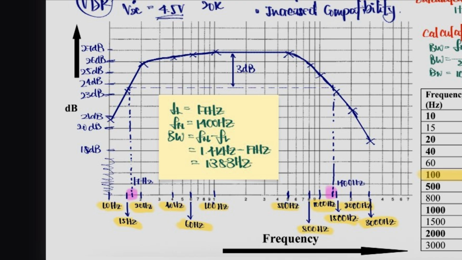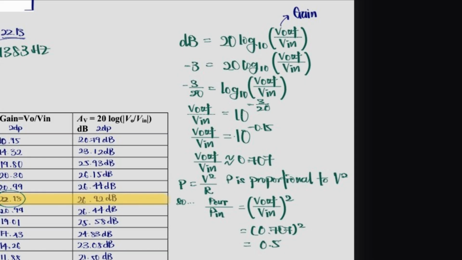But why do we subtract 3 decibels as a cutoff frequency? We know that this is the formula to find the voltage gain in decibels, so if you put negative 3 decibels in the formula and perform some equation manipulation, dividing both sides by 20 and rearranging, the gain is approximately 0.707, since power is proportional to the square of voltage.